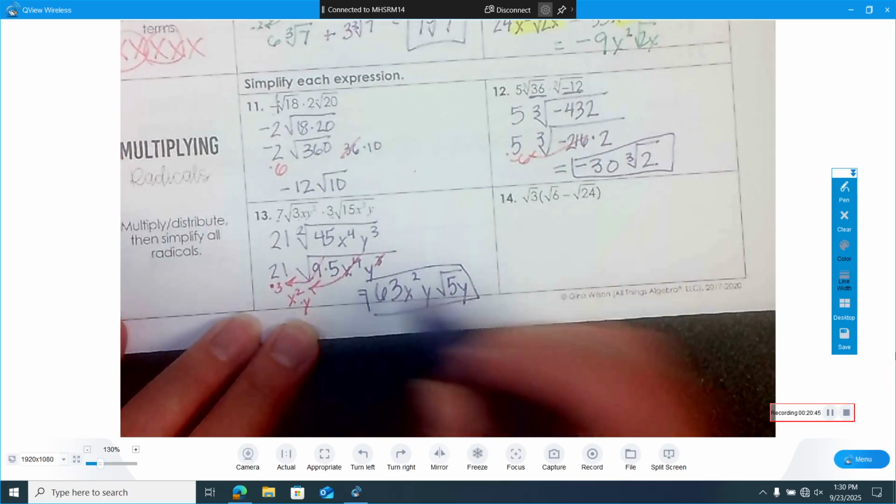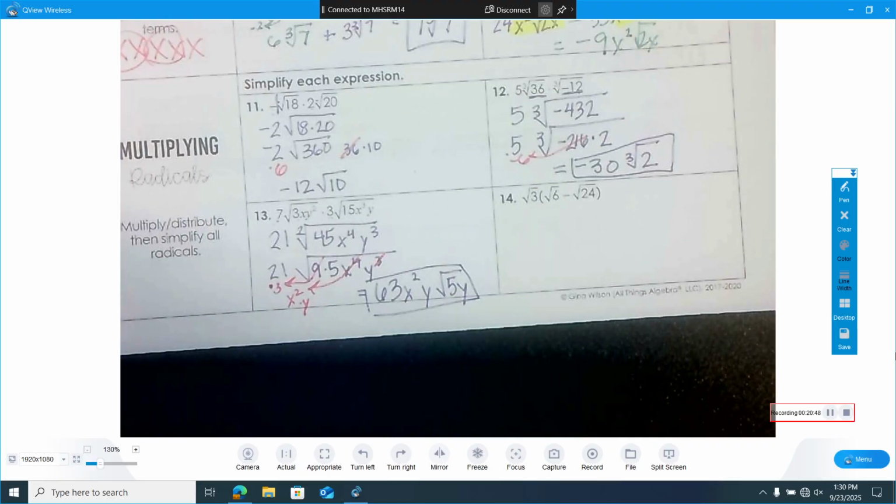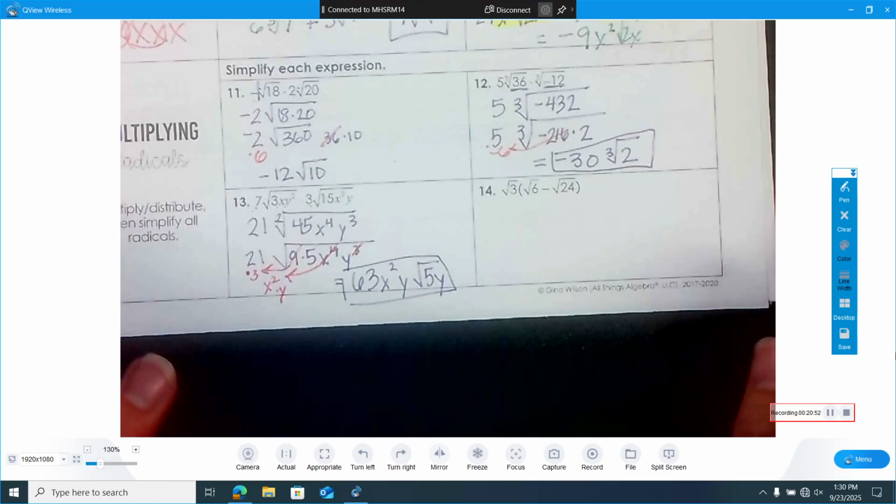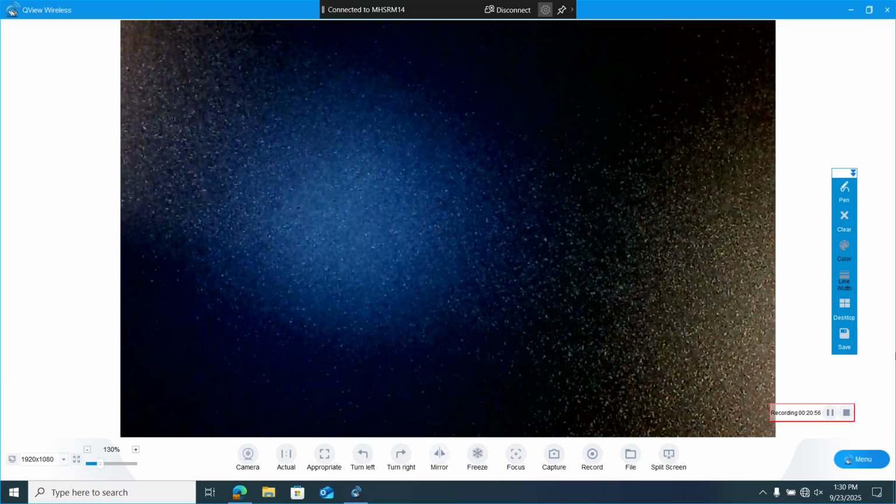All right, questions on those? No, pretty good. Whoa, do 14. That's a little bit. So that's tomorrow. We'll talk about those tomorrow. Let's turn the page and we're going to look at dividing some radicals here.